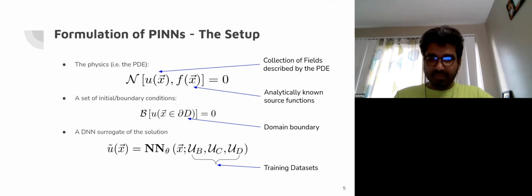So you have the physics, which is just a partial differential equation. The set of fields that we're interested in learning is given by u, and x is the spatiotemporal set of coordinates that we're interested in. And also it might come with some analytically known source functions. So if you are trying to get the response to a particular kind of input, you might just know what the input is. So the f of x could be there, it doesn't have to be there.